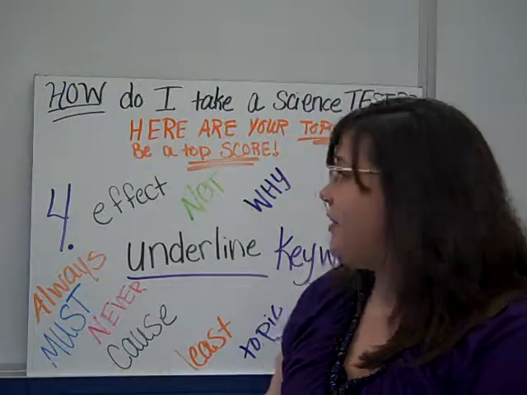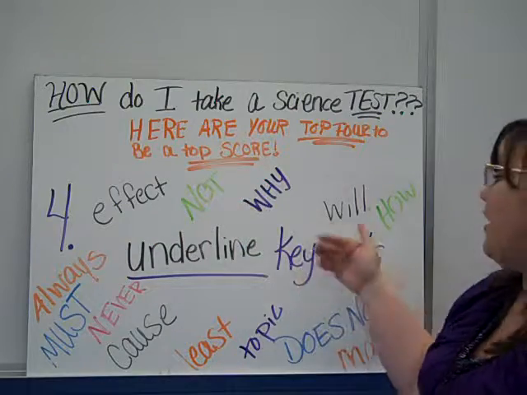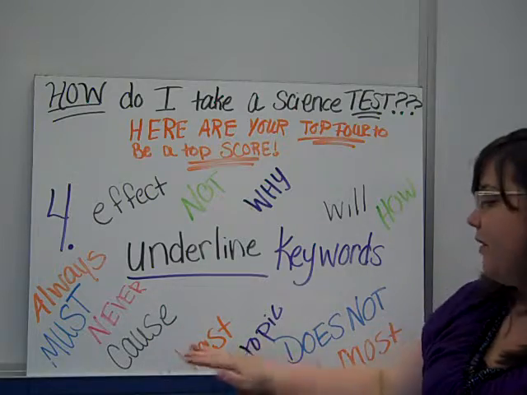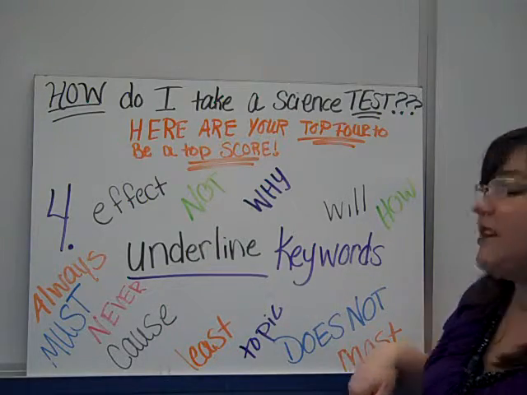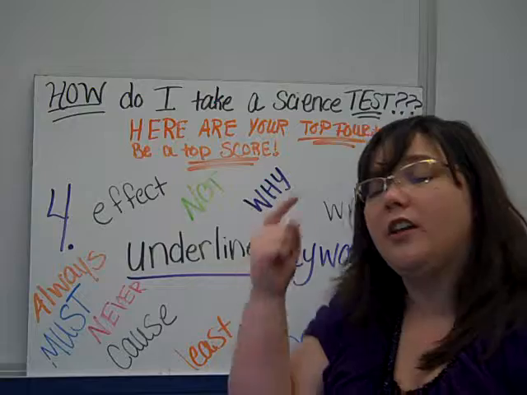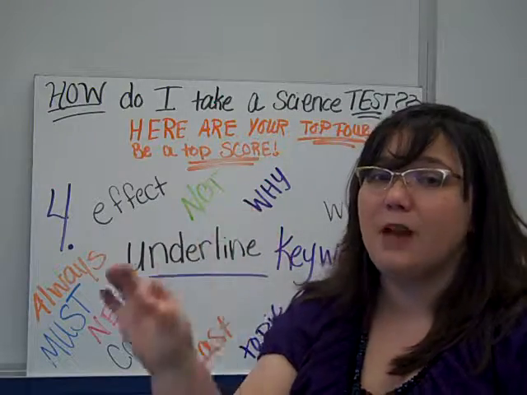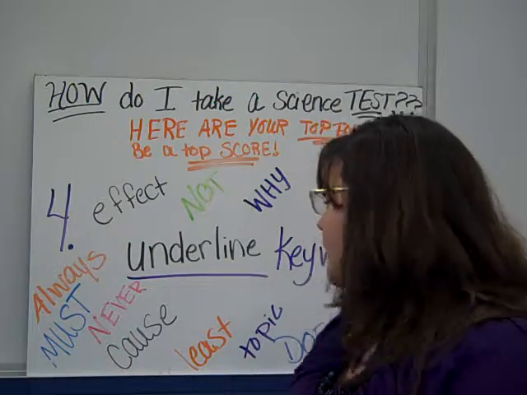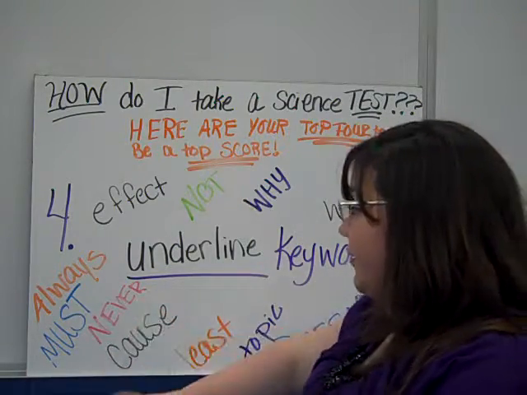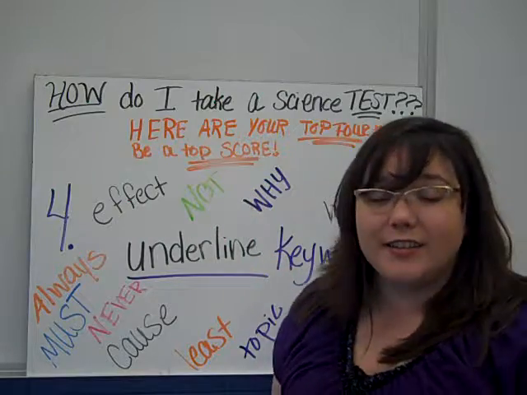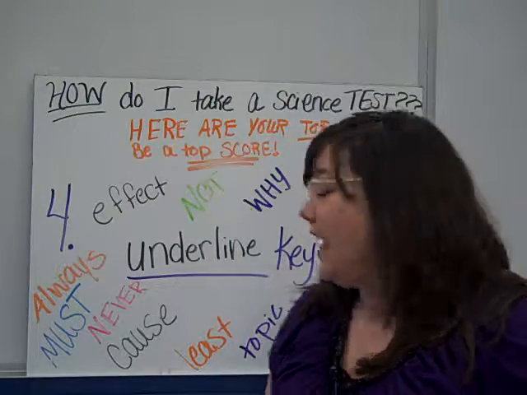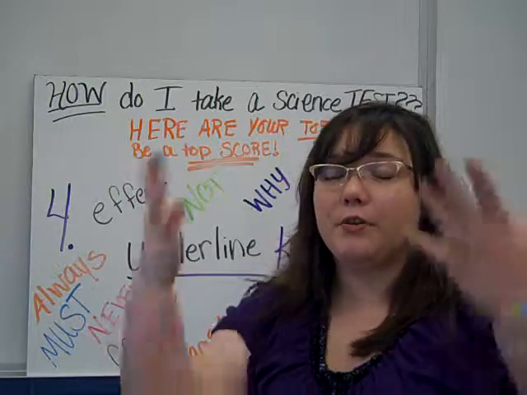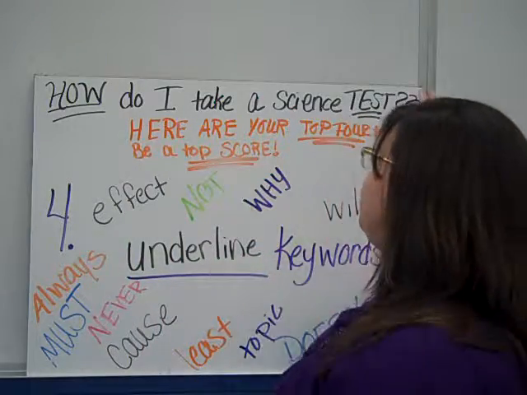Just like we do in reading and math, you need to underline words like affect, not, why, will, how, always, must, never, cause, least, topic, does not, most. As soon as you underline it, you're telling your brain, this word's important, I need to remember this word. How many times have we answered something wrong just because we didn't pay attention to never or always or not? We need to make sure to pay attention to those words. And the topic of the sentence, if it's talking about water cycle, underline water cycle. It's important. Your brain needs to pay more attention to it.